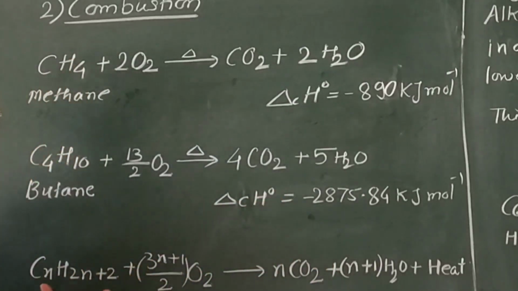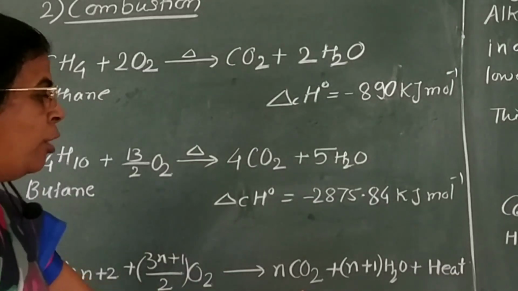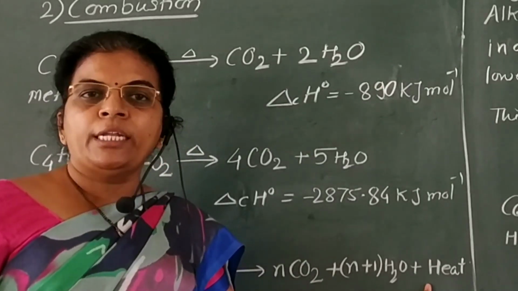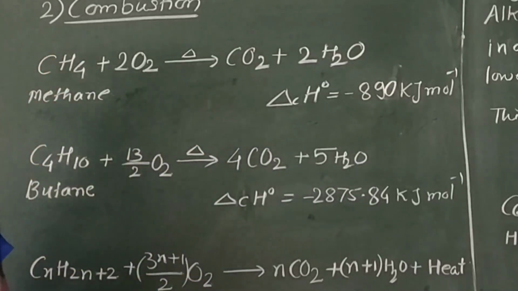Now in general, this is an alkane, that is CnH2n+2. When this alkane is heated with (3n+1)/2 oxygen molecules, then here formation of n molecules of carbon dioxide plus (n+1) H2O molecules plus evolution of heat is carried out. Therefore, these alkanes are used as a fuel, or as a domestic fuel. You know the example of liquid petroleum gas which is used as a domestic fuel.